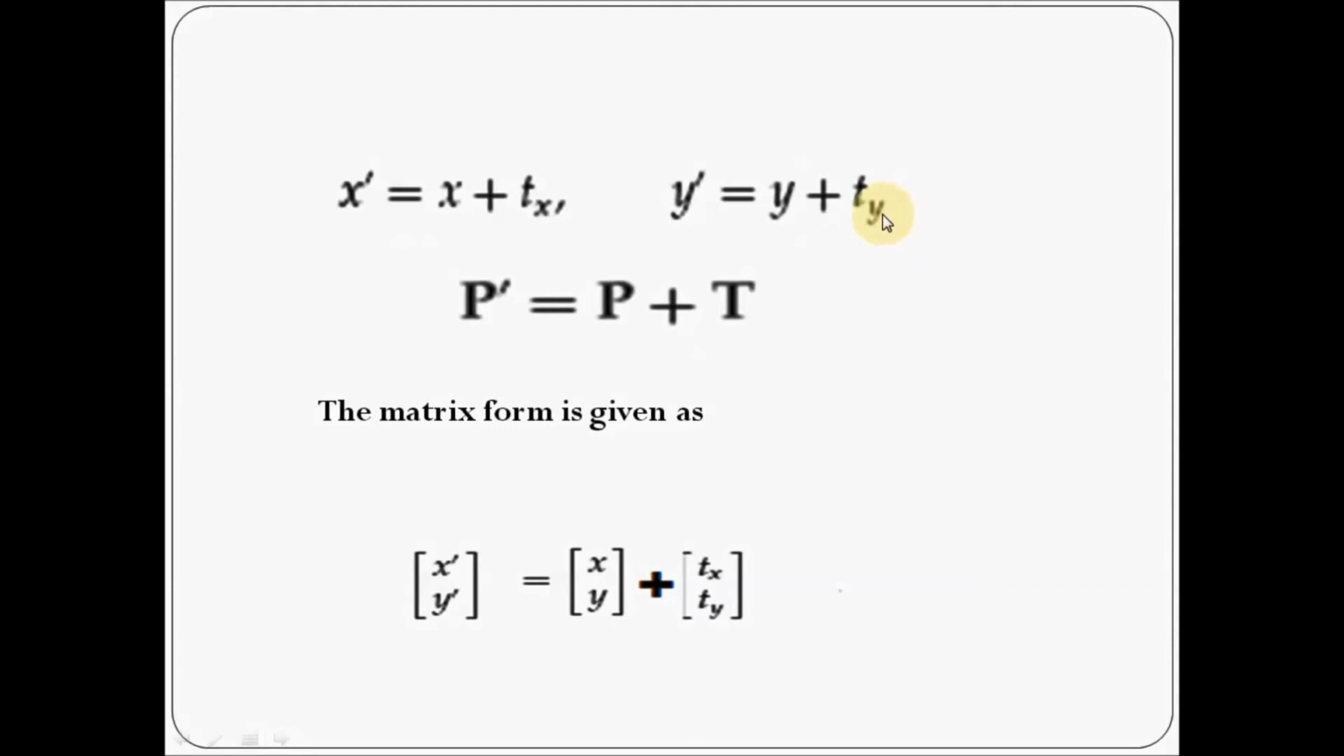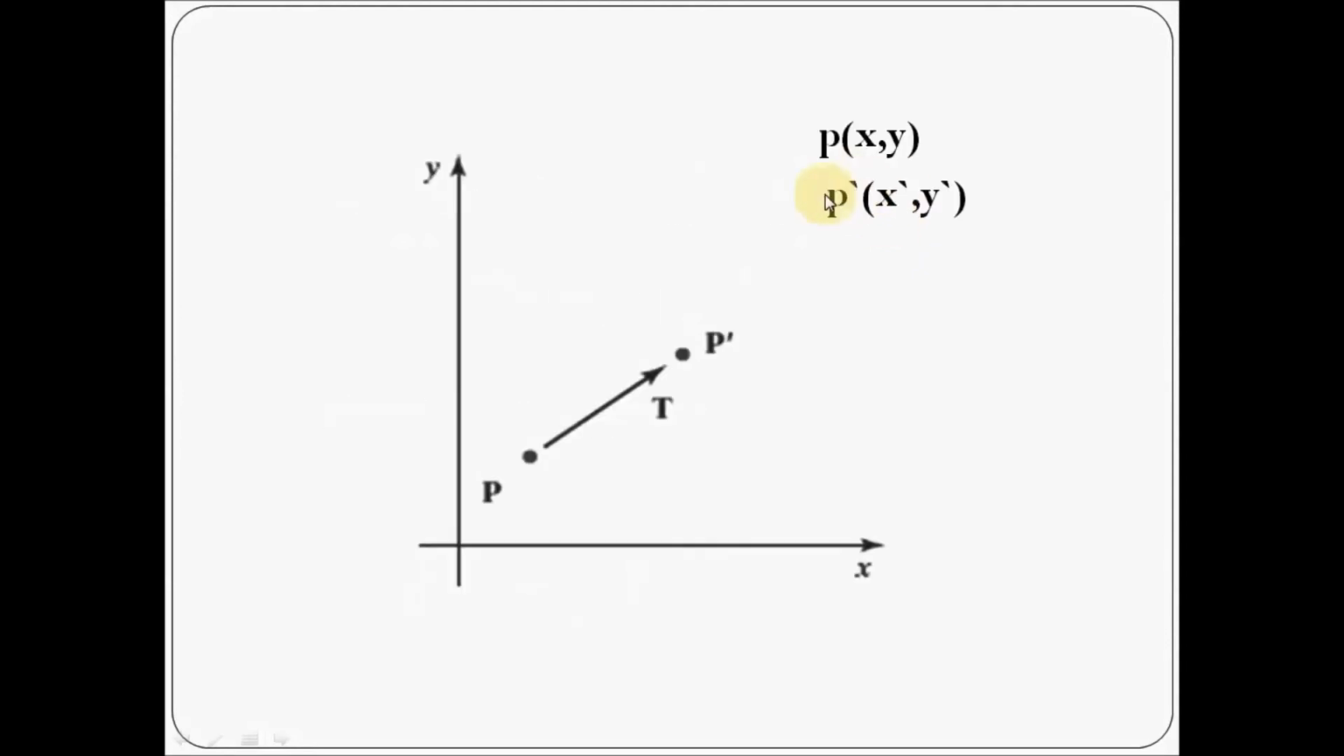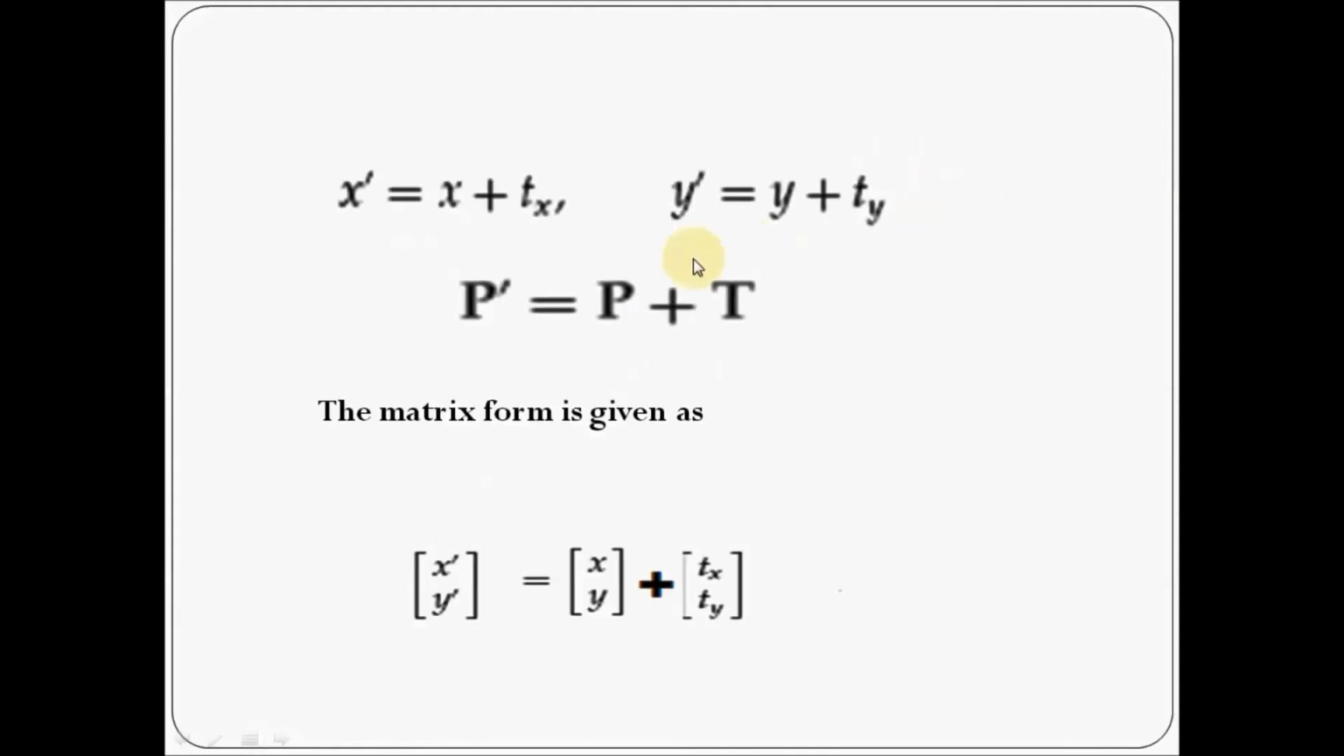So when you find out x dash y dash, what does it show? You are going to find out the new position of the point, right? So now I can write this as p dash is equal to p plus t. P dash is my new point, p is the old point, plus translation factors, that is tx and ty. When you add translation factors to your old point, you are going to get the new point.